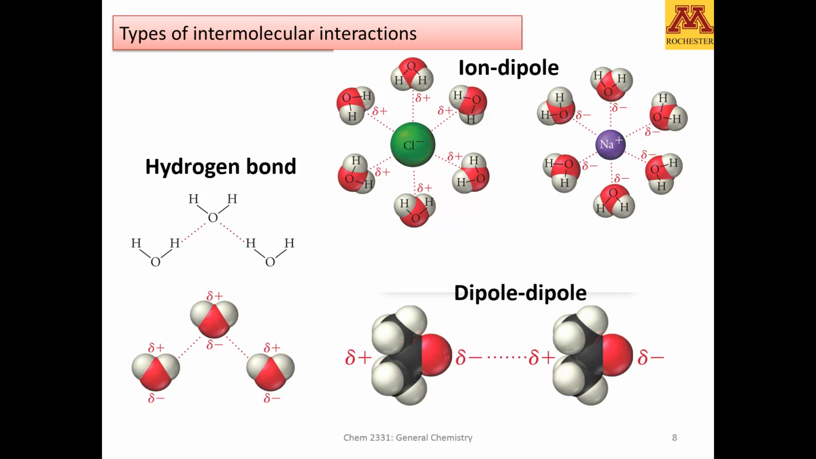So now let's review again things that you have probably seen in the past, but it never hurts to review it. Let's see what kind of intermolecular interactions we have. If we have intermolecular interactions, it implies that we have molecules. So it's not an ionic solid, it's not metallic, it's not a covalent network. Intermolecular interactions only take place when you have molecules.